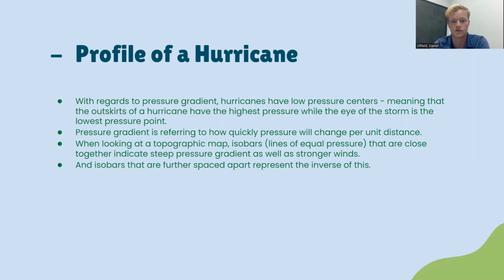With regards to pressure gradient, hurricanes have low pressure centers, meaning that the outskirts of a hurricane have the highest pressure point, while the eye of the storm is the lowest pressure point. Pressure gradient refers to how quickly pressure changes per unit distance. When looking at a topographic map, isobars, which are lines of equal pressure, that are close together indicate a steep pressure gradient as well as stronger winds. Isobars that are further apart mean the opposite: the gradient is not steep.